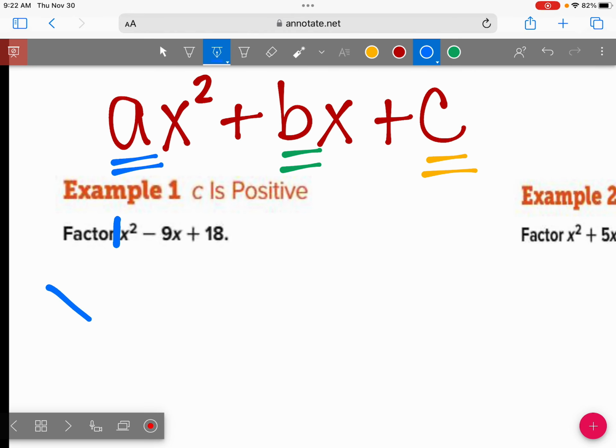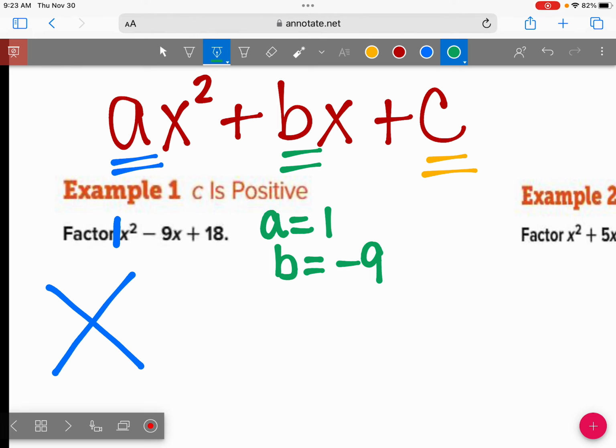So let's go ahead and make our X. In this equation, A is 1. B would be what? What's the number in front of X? Negative 9. And what's C? 18. So I want you to multiply A times C. What is 1 times 18? 18. Put that number on top of the X. B always goes on the bottom.